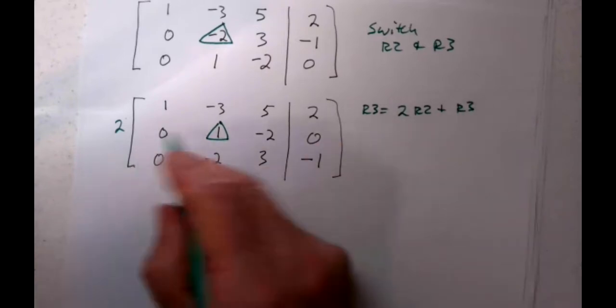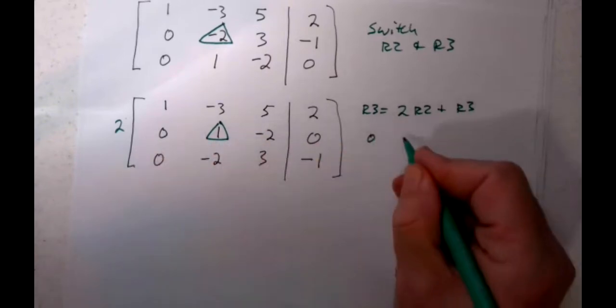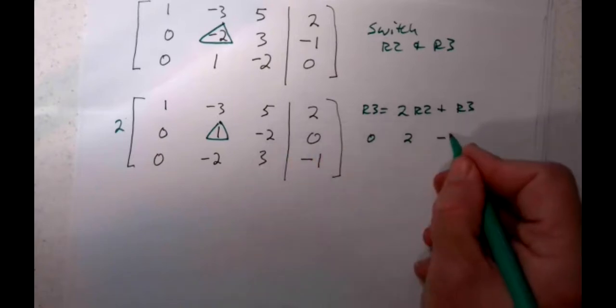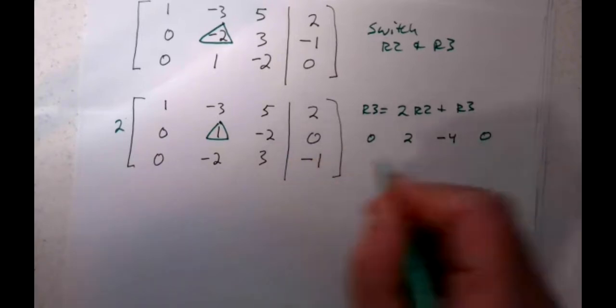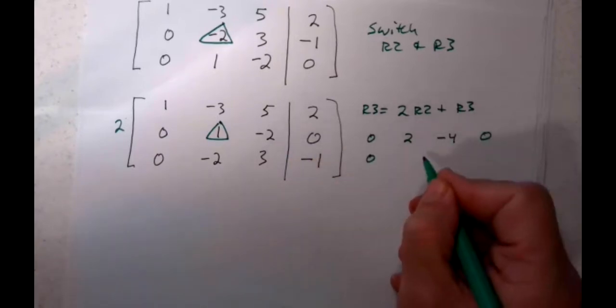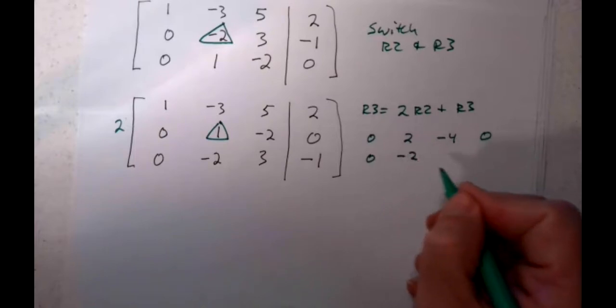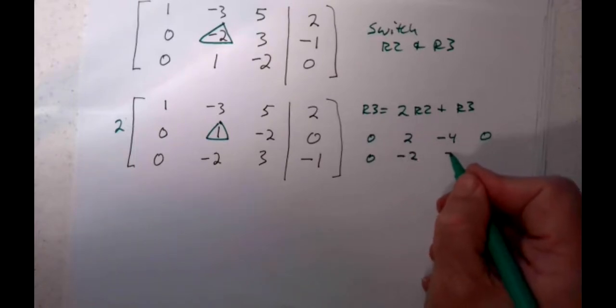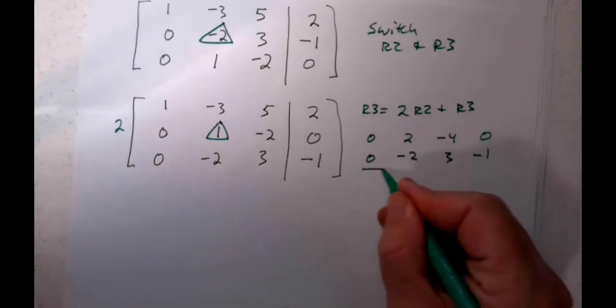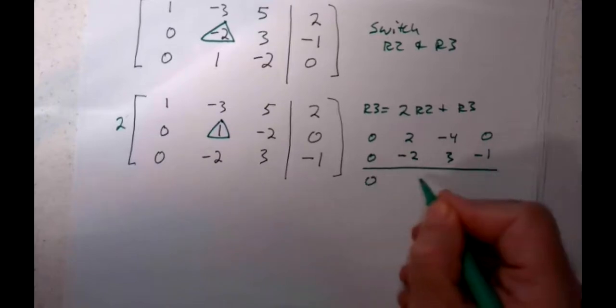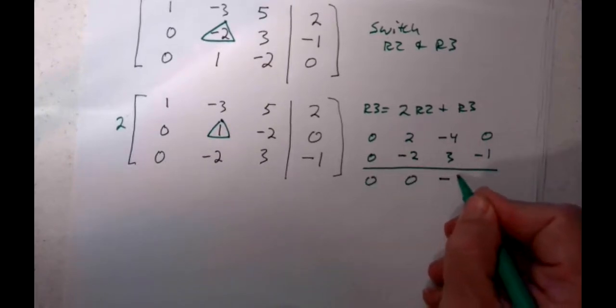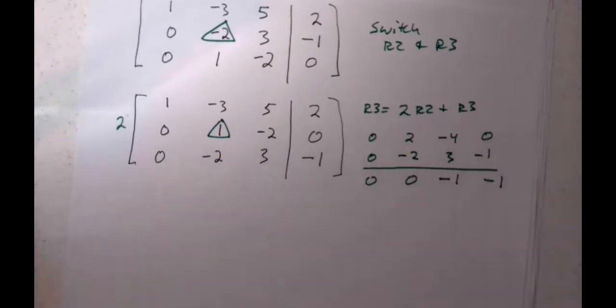So the new row 3 will be 2 times the old row 2 plus the old row 3. 2 times the old row 2: 2 times 0 is 0, 2 times 1 is 2, 2 times negative 2 is negative 4, 2 times 0 is 0. The old row 3: 0, negative 2, 3, negative 1. And what do we get? We get 0, 0, negative 1, negative 1. This is my new row 3.